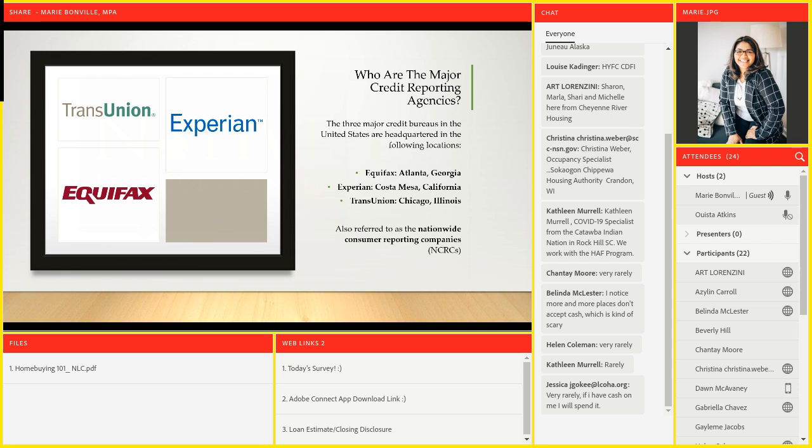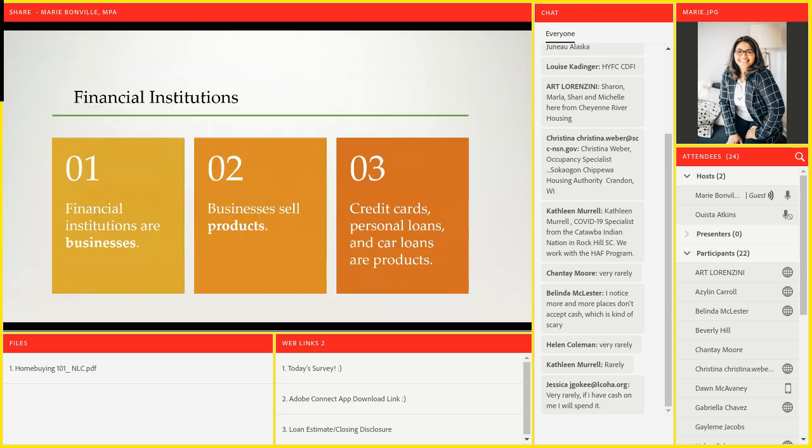And these are the three main credit reporting agencies. As you can see, Equifax is in Atlanta, Experian is in Costa Mesa, California, TransUnion in Chicago. And that was really to cover the spread. So a lot of times they're referred to as the nationwide or NCRCs. What you need to know about these credit bureaus is that they don't all report the same information. So the other element is that the lenders are also involved in this, right?